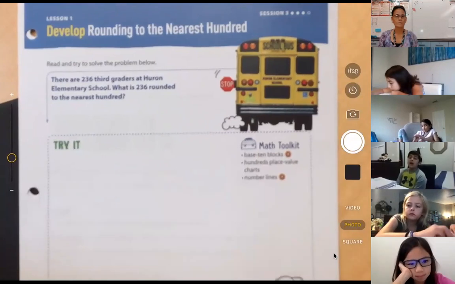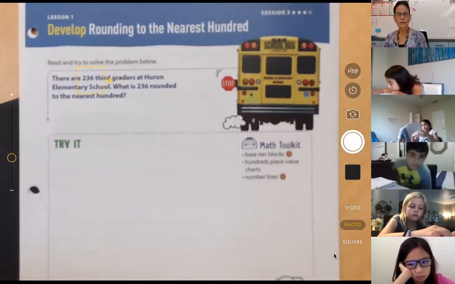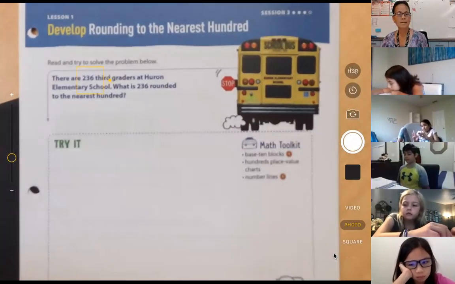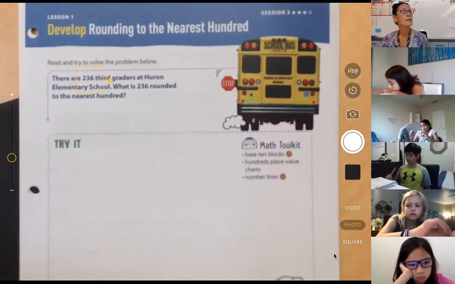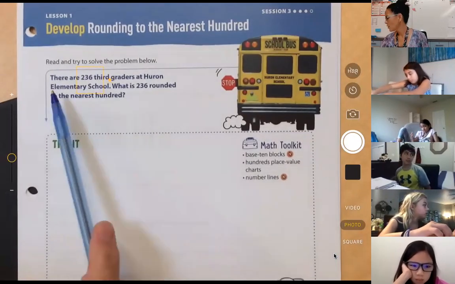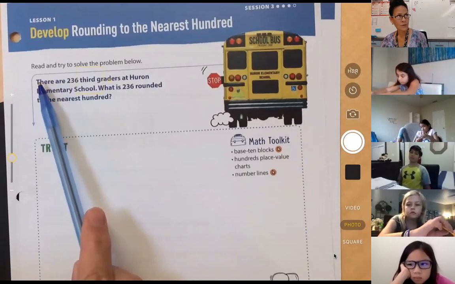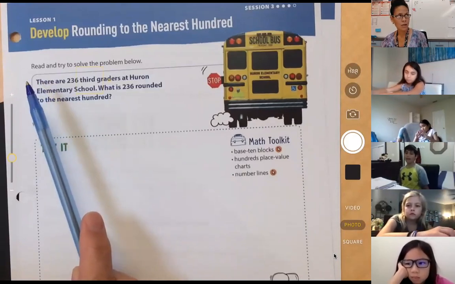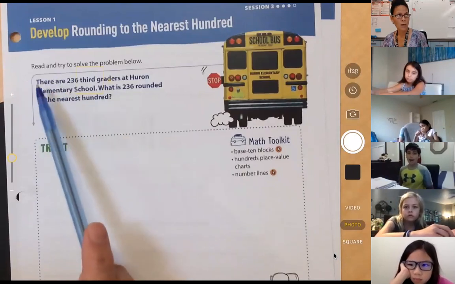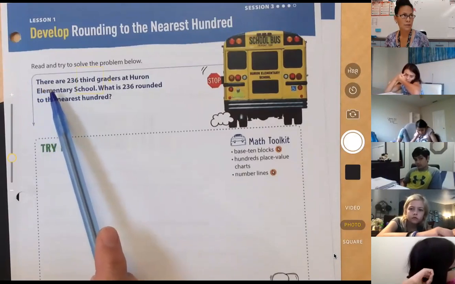Okay, everyone. So this question here, I'm going to start reading right where my pen is. And I'm sorry, there's a little bit of a delay. Internet is a little bit slow this morning. So up here on page 15, it's talking about there are 236 third graders at Huron Elementary School. What is 236 rounded to the nearest 100?